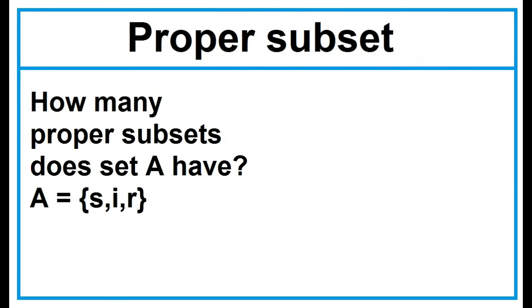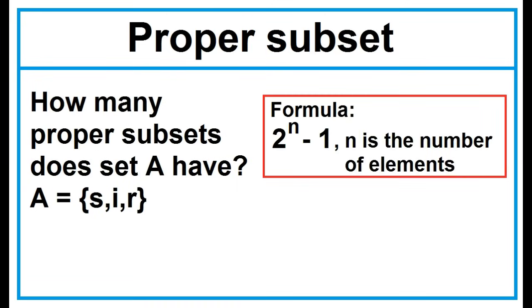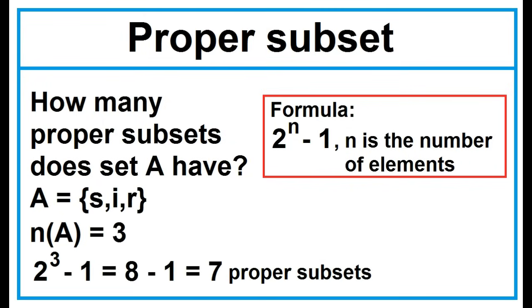Since the set itself is not a proper subset, the formula is 2 to the power of n minus 1, where n is the number of elements. The cardinality of set A is 3. Using the formula, 2 to the power of 3 minus 1 equals 8 minus 1 is 7.